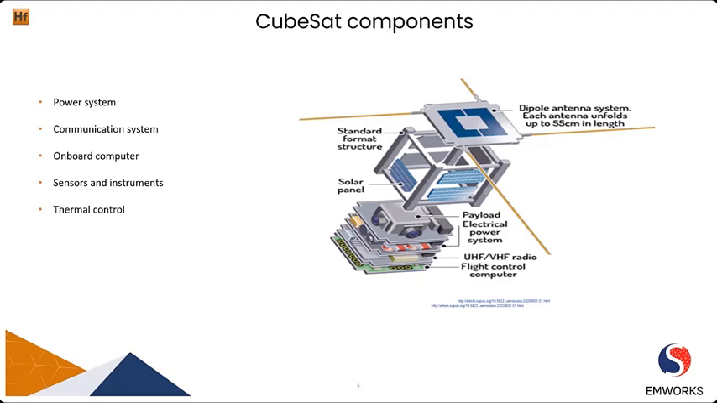Onboard computers are another critical component of the CubeSat. They serve as the central processing unit. They ensure precision and efficiency, guiding the CubeSat through its mission objectives. Sensors and instruments represent additional vital elements of the CubeSat. They collect crucial data, enabling scientific research and providing valuable insight into the mysteries of space. Finally, let's look at the thermal control. Through insulation and heaters, the CubeSat is shielded from extreme temperature variations, ensuring optimum functionality in the challenging space environment.